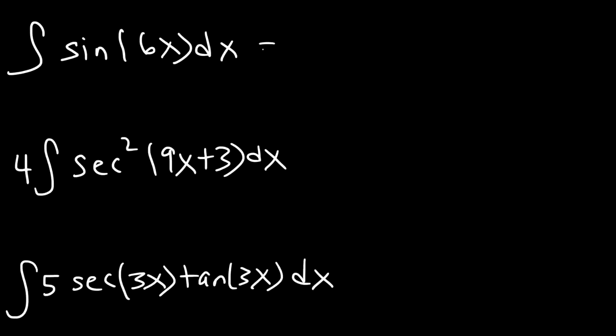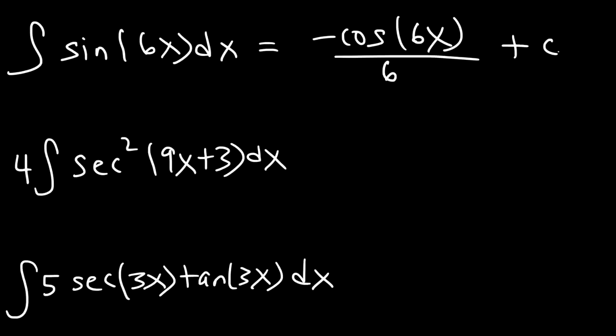So what is the integral of sine? The integral of sine is negative cosine. Remember, the derivative of cosine is negative sine. So the derivative of negative cosine is positive sine. So the integral of positive sine is negative cosine. Now the angle, 6x, will stay the same. And then we need to divide this whole thing by the derivative of 6x, which is 6, and then plus c.